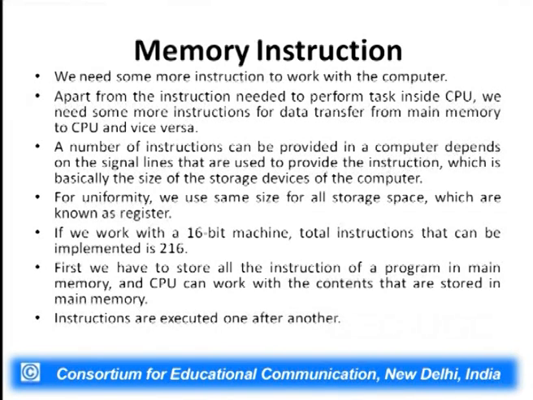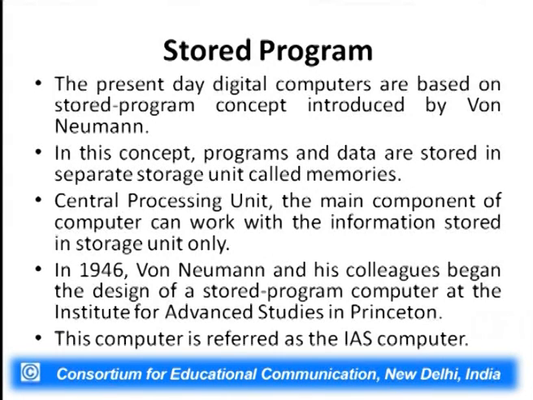So first we have to store all the instructions of a program in the main memory, and the CPU can work with the contents that are stored in the main memory. And instructions are usually executed one after the other, that is, in a sequential manner. Now, as I mentioned earlier, the initial computer prototypes that were developed were not able to store a program. Now we have come up with computer systems which have a storage facility, that is, they are stored program computers. So they are based upon the model proposed by Von Neumann.